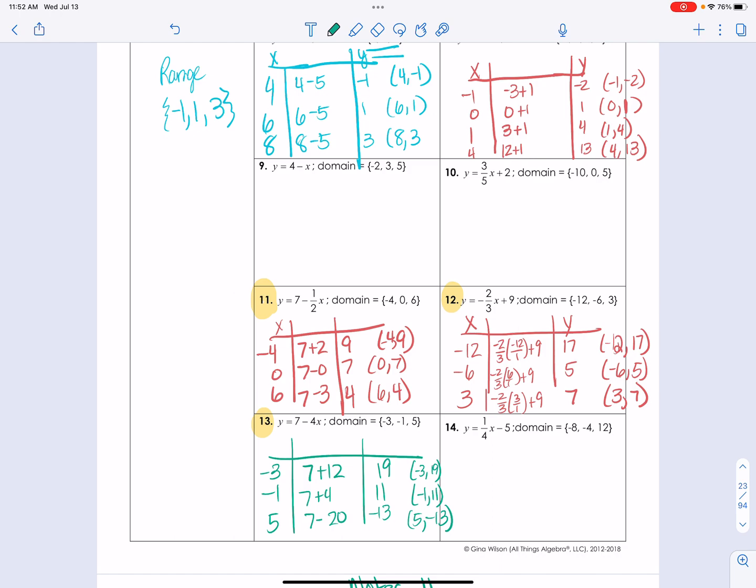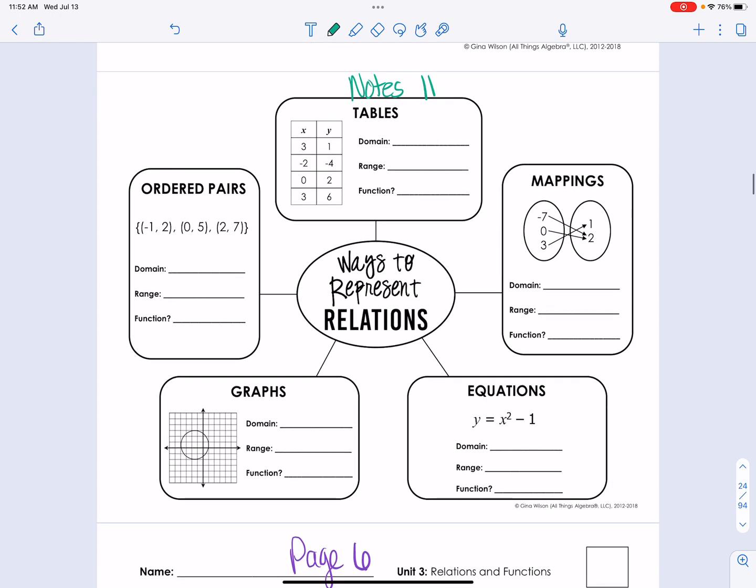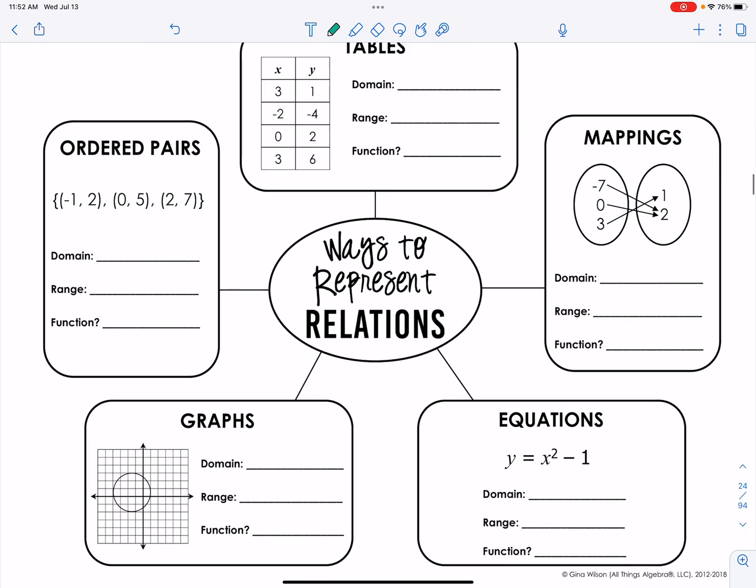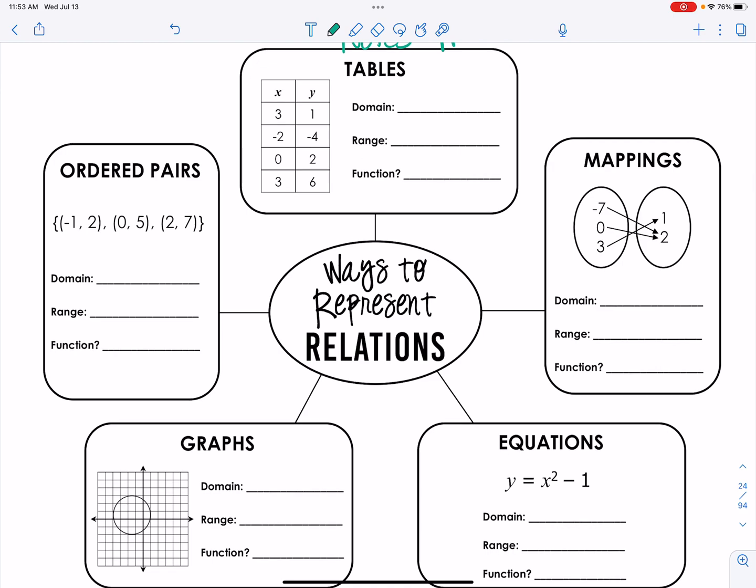Okay. All right, so this last thing is just, you have this on your note page. I kind of want to talk about the different ways you can represent it. So you can represent it as a table, which means your x's are your domain, negative 3, negative 2, 0, 1. And your y's are your range, 1, negative 4, 2, and 6. Is this a function? Yes, because none of those repeat.